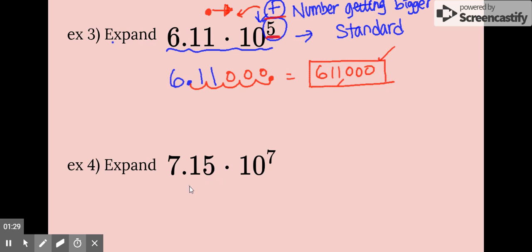And number 4, it's the same thing, 7.15. You start from here, and then you're going to move the decimal. How many times? You're going to move it 7 times, but to where? Left or right? If it's positive, it's always going to the right. 1, 2, 3, 4, 5, 6, 7. So you stop here, and then you fill in with the 0s. So now it's a really big number.